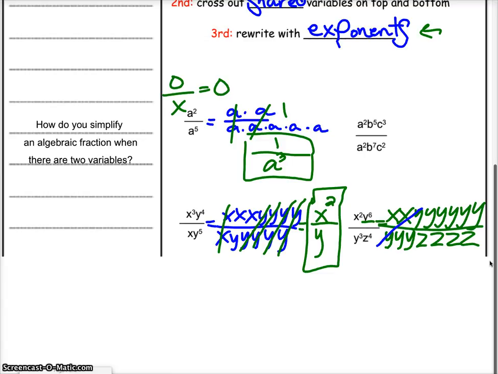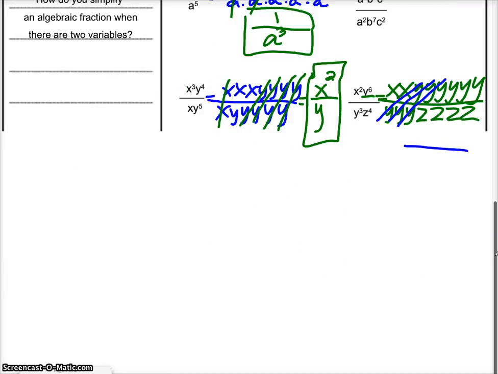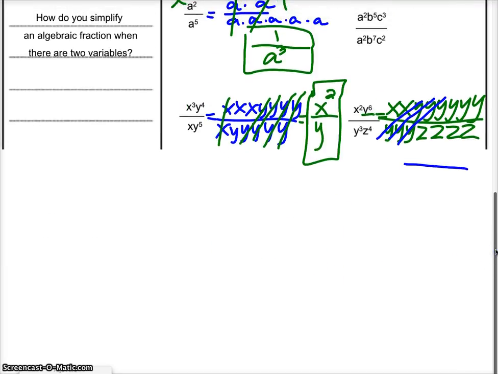See how it looks confusing? It looks like I crossed my x out already. Be careful for that. I didn't. Cross out. Cross out. And that's it, right? That's all I can cross out. So now I rewrite. Remember, you have a top and a bottom. What do I have left on top?